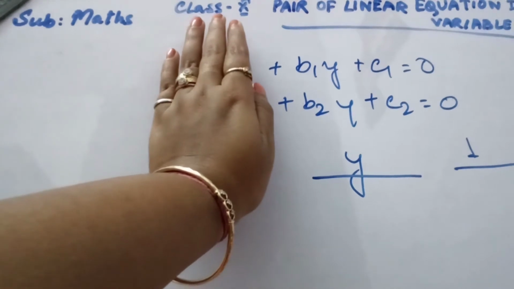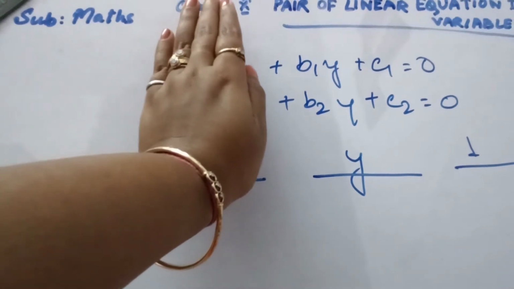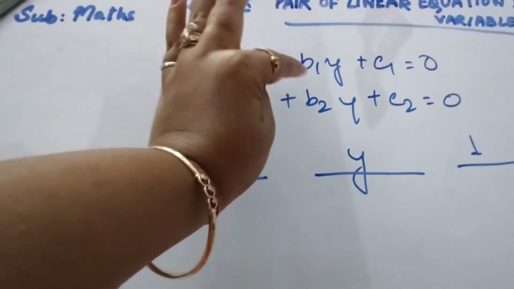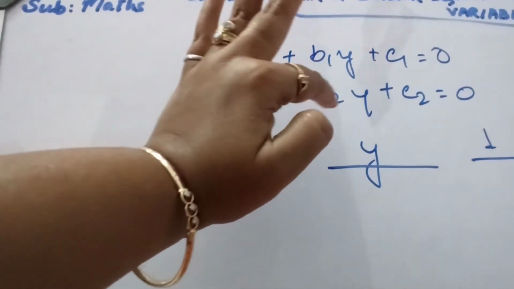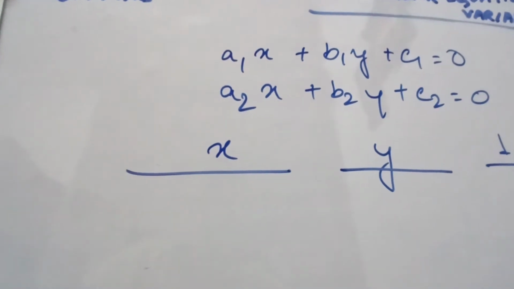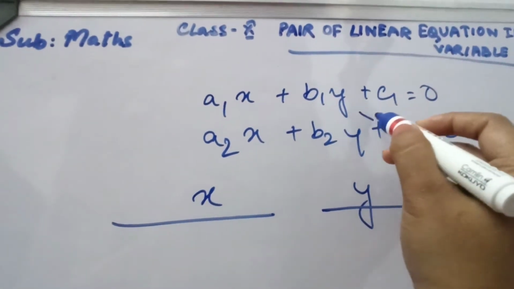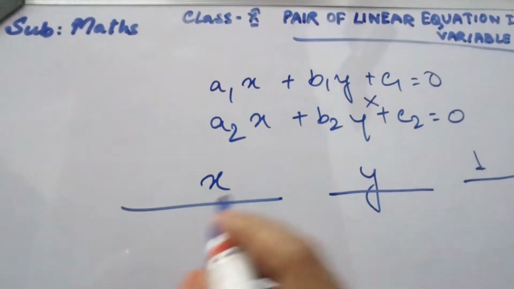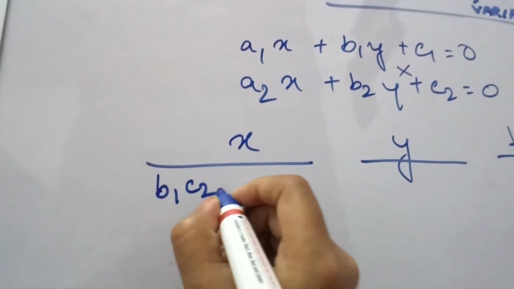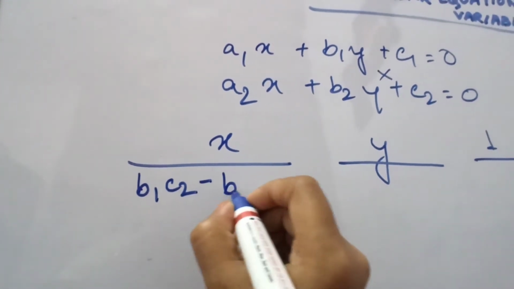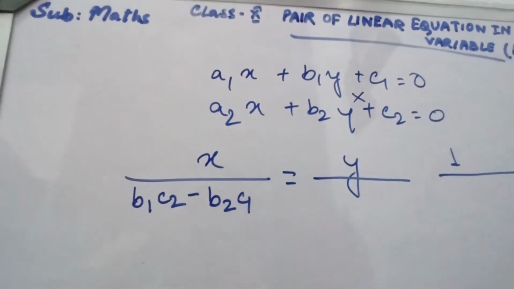If we cover the x part, what remains? b1y plus c1, b2y plus c2. Now what is our work? We will multiply b1 with c2 and c1 with b2. Okay, and we'll put one negative sign, so we'll just cross multiply. Okay, so it will be b1c2 minus b2c1. Okay, and we'll put one equal to sign.